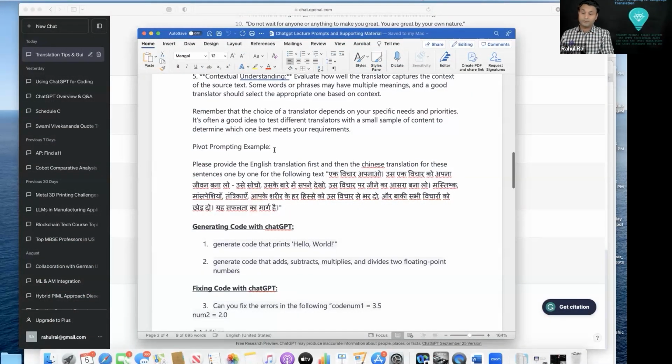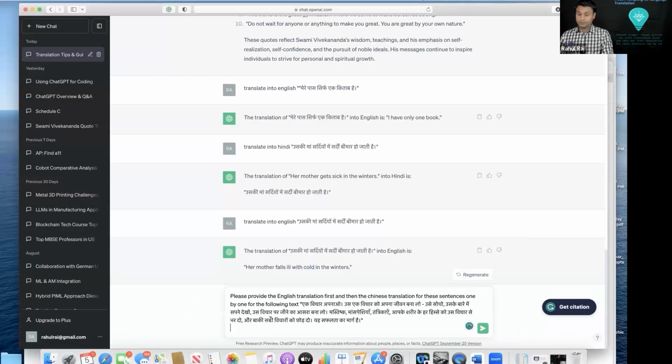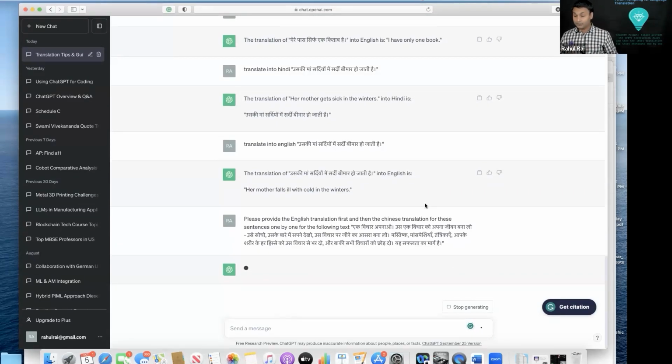Okay, so here is the pivot prompting example. What I'm writing to ChatGPT is, please provide the English translation first and then the Chinese translation for these sentences one by one. So I'm giving the same quote in Hindi, translating it into English, and then asking ChatGPT to translate into Chinese. Let's put this prompt in ChatGPT and see what it comes up with. Please provide the English translation first and then the Chinese translation for these sentences one by one is the prompt that I have given. So you will see what ChatGPT is doing.